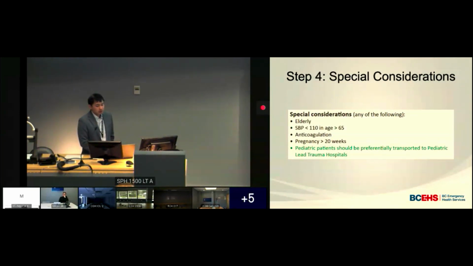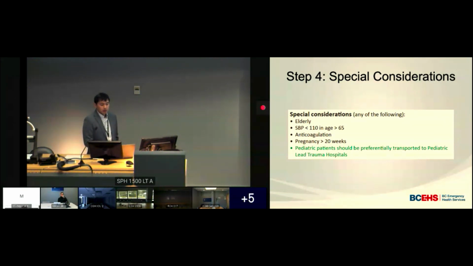The last step, although it's not in the definition for major trauma, step 4, is to consider any underlying condition that may put patients at risk for severe injury. That includes the elderly. The elderly are at risk for more severe injuries, even from minor trauma. For hypotension in the elderly, we have a higher systolic blood pressure cutoff, so the cutoff is less than 110.